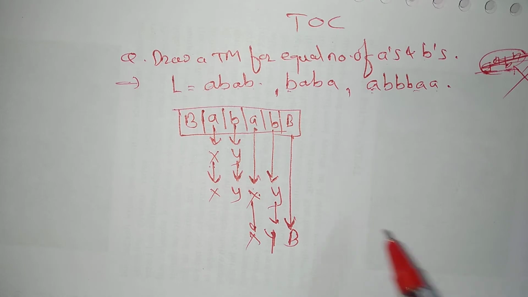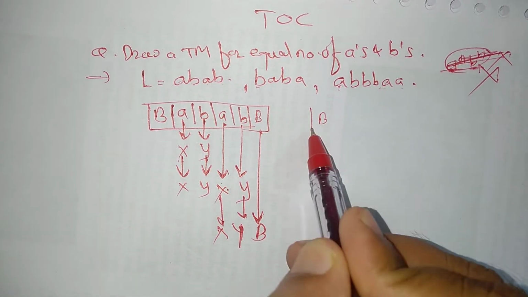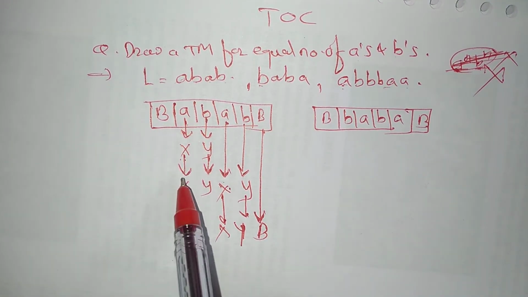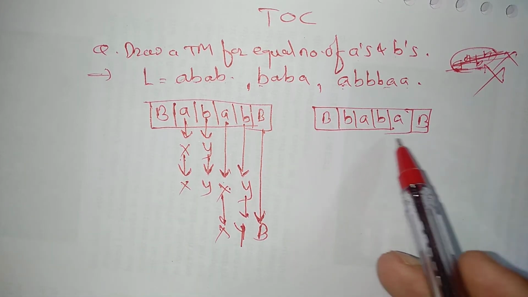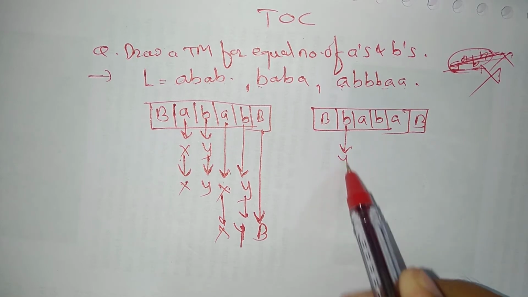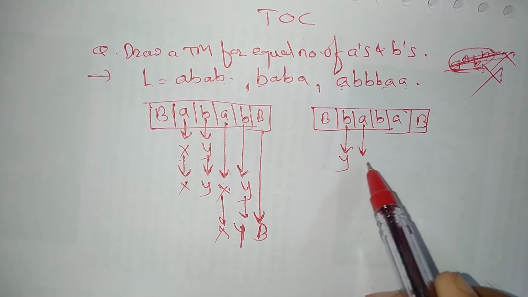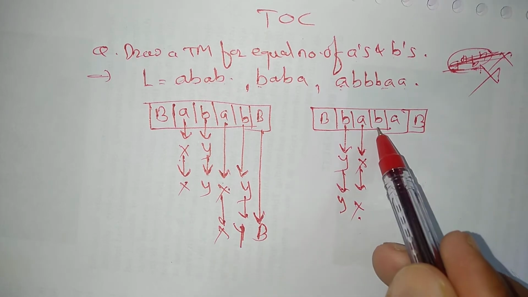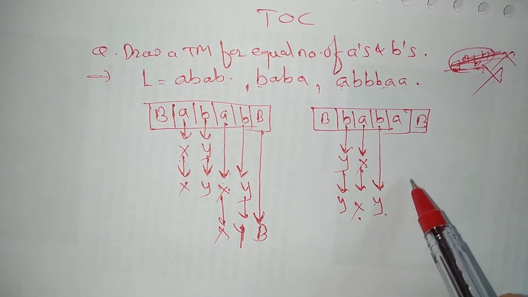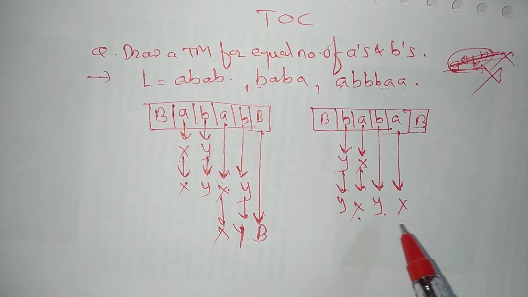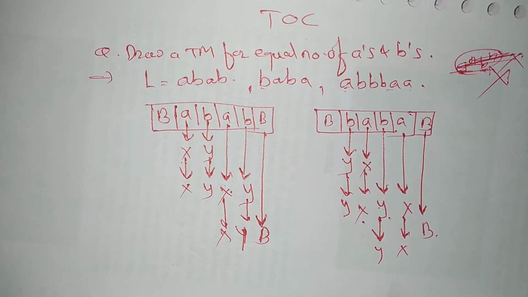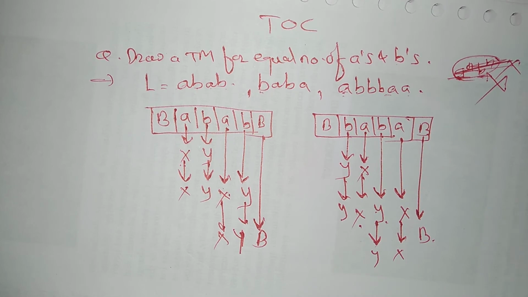This is one possibility. For this language, what will be there? Blank, B, A, B, A. Here we have started with A, here we have started with B. We can perform like B replace with Y. Move, A replace with X. While coming back, I have Y, keep as it is, X, keep as it is. When the first B comes, replace with Y. Go to the right side, this A will come, replace with X. Come back, Y replace with Y, X replace with X, blank replace with blank. You can stop there.